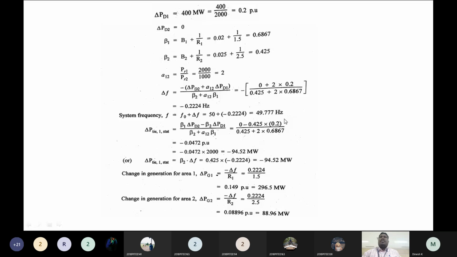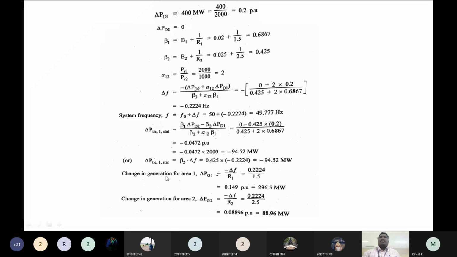So next we need to find out our tie line power. We have the expression: beta 1 del PD2 minus beta 2 del PD1, divided by beta 2 plus A12 beta 1. We know all the values, substitute them, and you get minus 0.0472 per unit. Multiplying with the base power, 2000 MVA, we have 94.52. Alternatively, we can estimate with the help of beta 2 into del F. Beta 2 is 0.425 and del F is minus 0.2224, so it is also minus 94.52 megawatts. So both are the same.